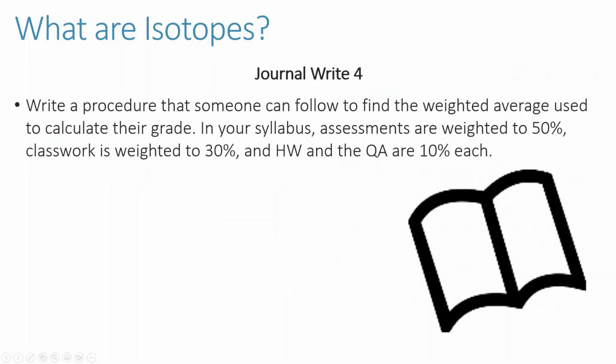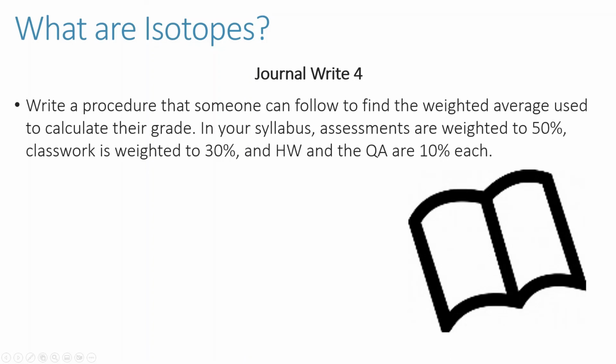At the end of this classwork, you have your next journal write. So write a procedure for how to find the weighted average used to calculate your grade. Assessments are weighted to 50%, classwork is weighted to 30%, homework and the quarterly assessment are 10 and 10% each.